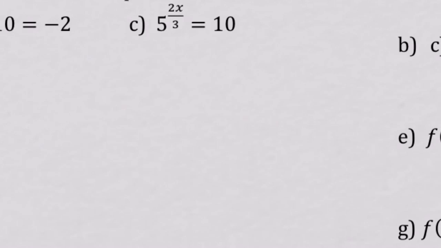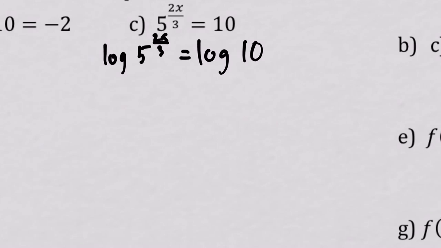Alright, C: 5 to the power of 2x over 3 equals 10. Once again, I'm going to solve it using the common logarithm, base 10. It's already set up. There's nothing to kick out or move out of the way, so I'm just going to take the log of both sides. And remember, when it's base 10, you don't have to write the base. Log base 10 of 5 to the power of 2x over 3 equals log base 10 of 10.